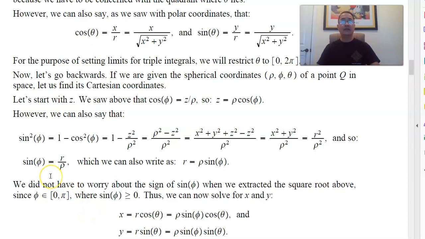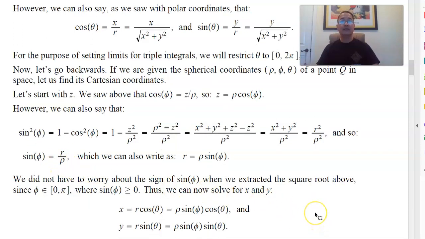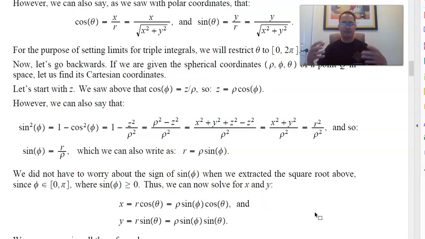We also said that phi is between 0 and pi. Therefore, the sine of an angle between 0 and pi is always positive. So this formula actually forces r to always be positive as well. R will be almost like a temporary variable for us, because what we really need are x and y. From polar coordinates, x is r cosine theta and y is r sine theta.